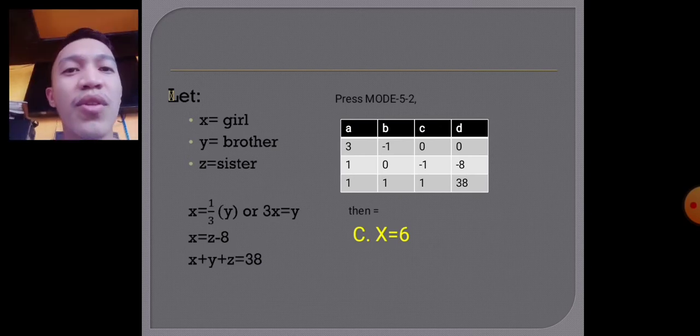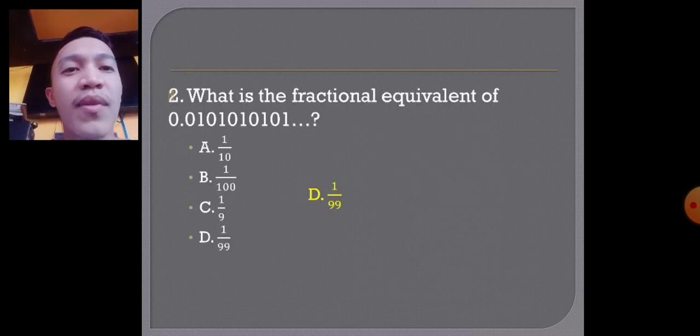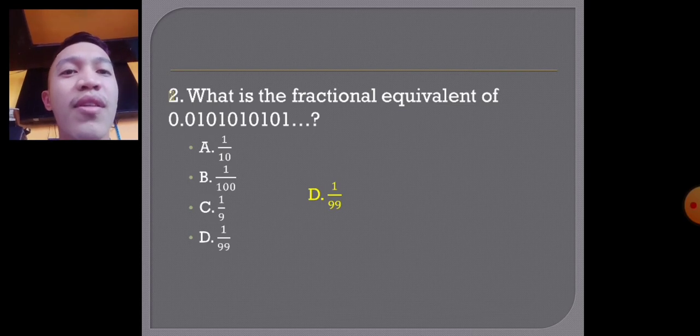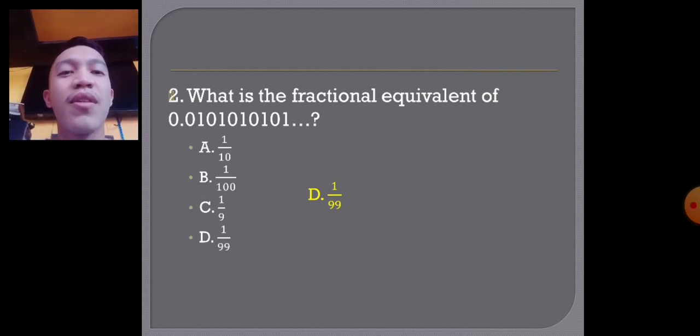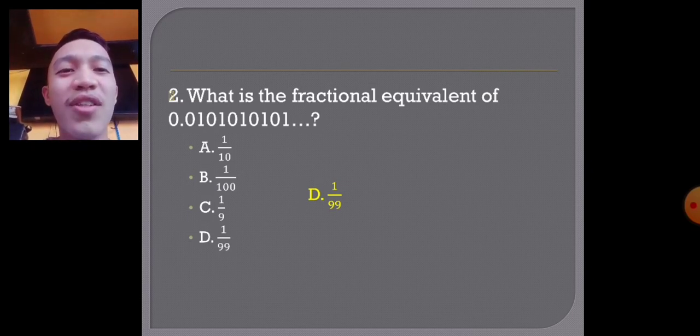Let's proceed to question number 2. What is the fractional equivalent of 0.01010101010101 and so on and so forth? So A is 1/10, B is 1/100, C is 1/9, and D is 1/99. So we have a spoiler answer there, which is D, 1/99.